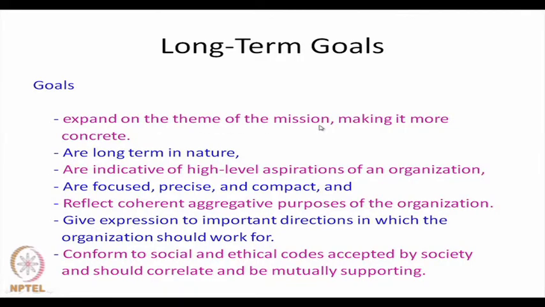Goals expand on the theme of the mission, making it more concrete. Usually long term in nature, they are indicative of high level aspirations of an organization. They are focused, precise and compact, and reflect coherent aggregative purposes of the organization. They give expression to important directions in which the organization should work. They conform to social and ethical codes accepted by the society and should correlate and be mutually supporting. So, basically goals expand on the theme of the mission, making it more concrete.